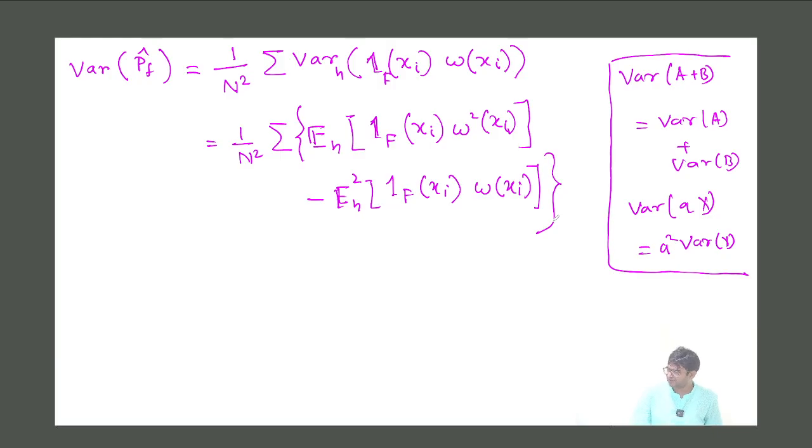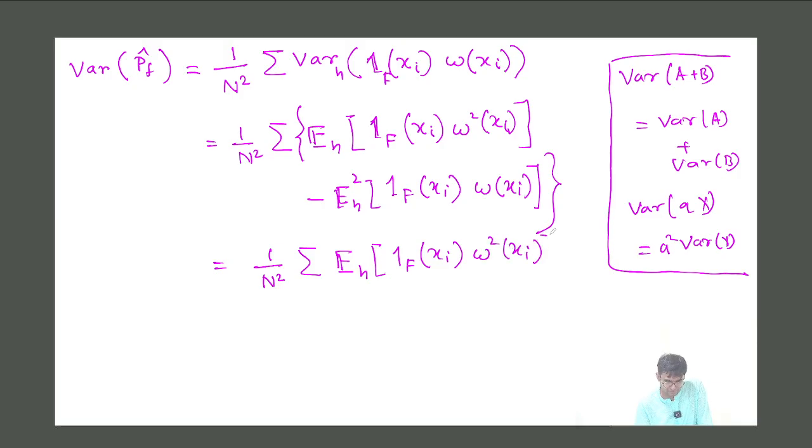What is the second term equal to? What is the expectation of that thing? We just derived P f. So, that second term is equal to P f square. So, this is equal to 1 by n square summation, expectation with respect to h of I f xi w square xi, minus P f square, and this is still inside the bracket, right.